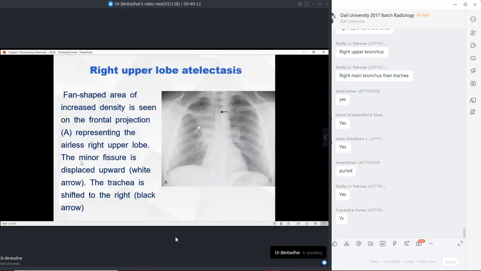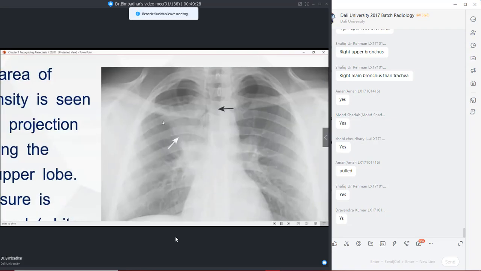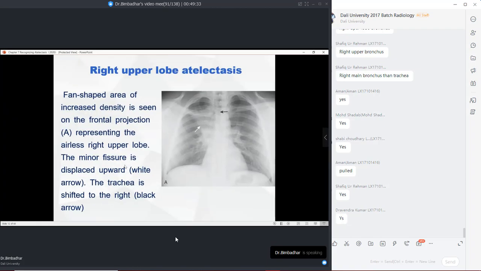Now, what are the other structures? What are the fissures that are related? Here, the minor fissure is the only one. So the minor fissure is displaced upwards. This white arrow I'm looking at is the minor fissure, right? See here. This is the minor fissure. So the trachea is shifted to the right. This black arrow is exactly the right main bronchus. And then there will be displacement of the minor fissure upwards. So both of them are signs of right upper lobar atelectasis. Okay.